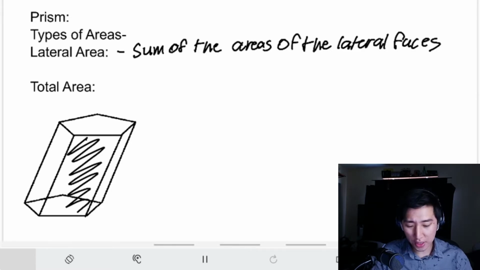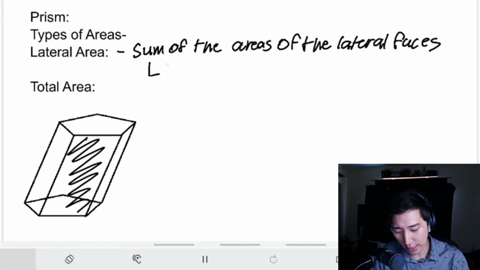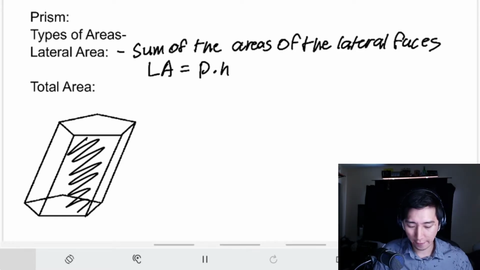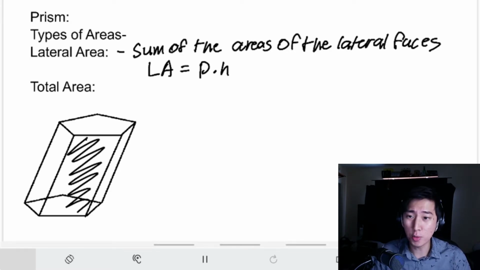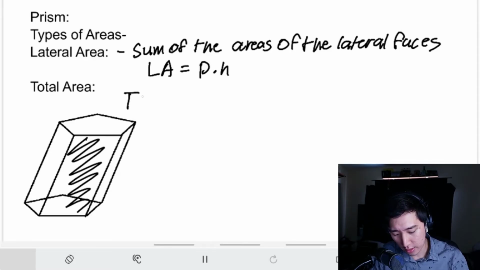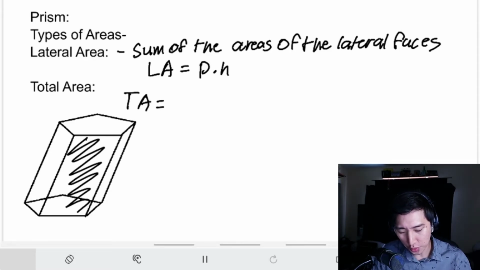Now there is a proof to this, but let's just kind of know for now that my lateral area is equal to perimeter times height. And again, your height is given by your altitude, not your lateral edge. So whatever the perimeter of your base is, you multiply that by whatever your height is. Now to find my total area, it is equal to the base times 2 plus my lateral area.